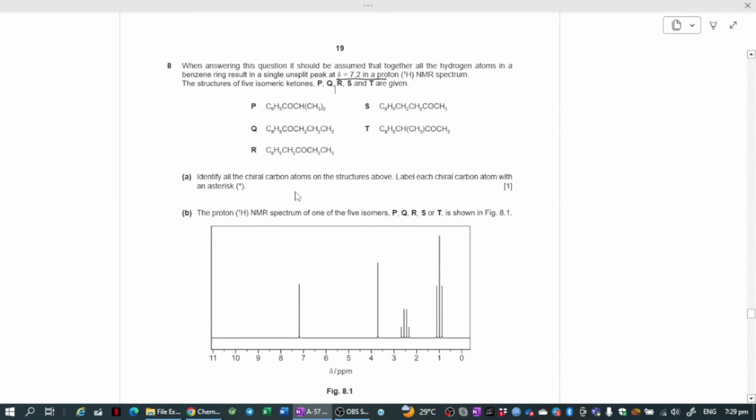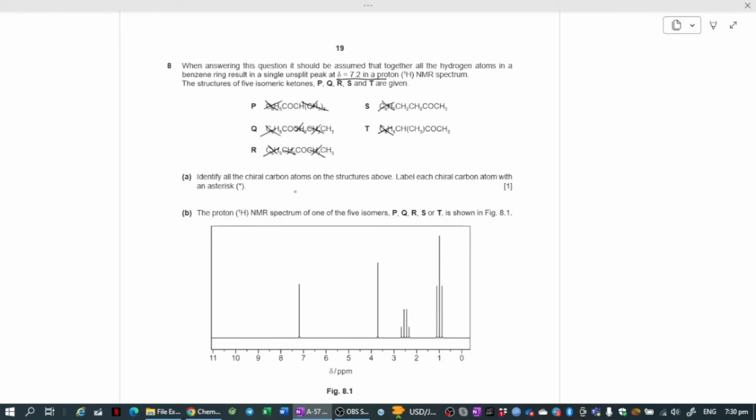So at this level, you are expected to know that a chiral carbon is just one that's bonded to 4 different groups. So immediately, none of the carbons in the C6H5 should be considered. This carbon is bonded to 2 hydrogens, so we can't consider that. This carbon is bonded to 2 methyl groups, so we can't consider this.